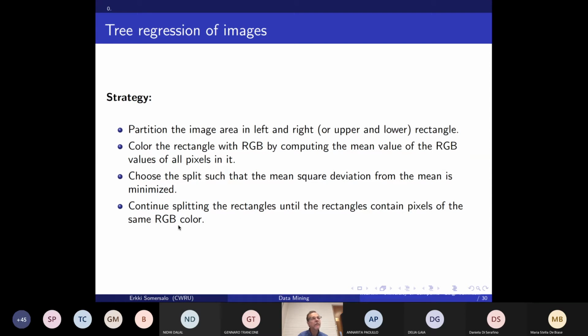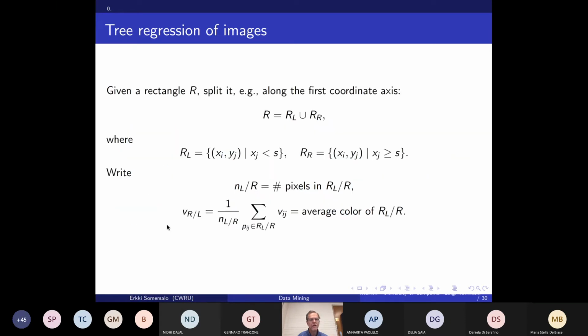And so that may lead to a huge tree, but you can stop the cutting at some point. When you start already understanding what the image is, you can stop doing this cutting. But let's say ideally, if you want, you can go all the way to make sure that all the rectangles are leaves, meaning that the mean square error of each rectangle is 0.